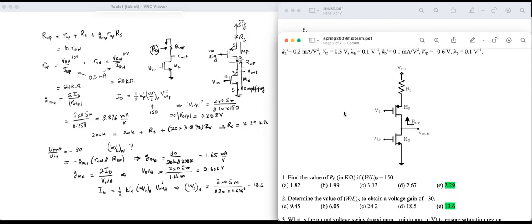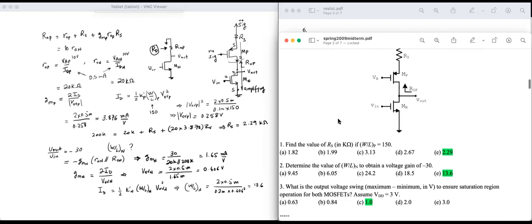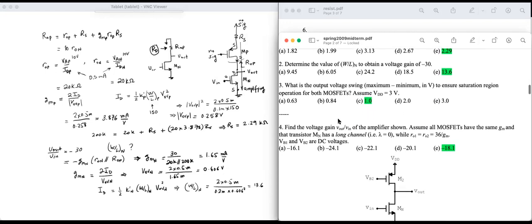The third question is about output voltage swing, and we will not solve it because it doesn't use the formula sheets. We will move to another exercise that makes use of the formula sheet. So let's try this one.